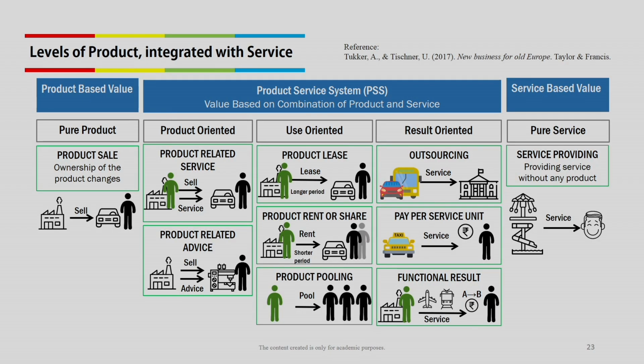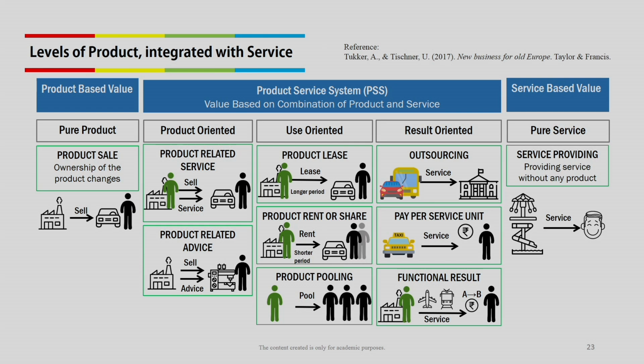Second level is product, service and system. In this there are 3 levels. One is product oriented. In the product oriented service, there are also two parts. One is product related service. For example, you are buying a car and for a time period the manufacturer is giving you service. So, you are going with the car and you are getting the service.